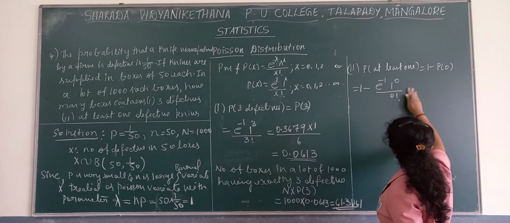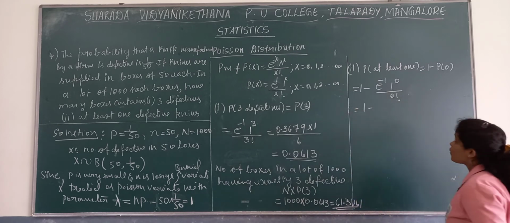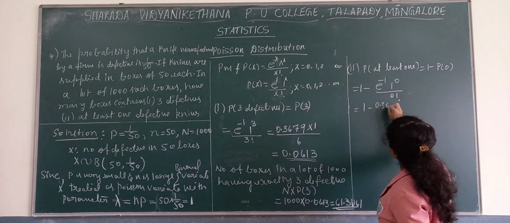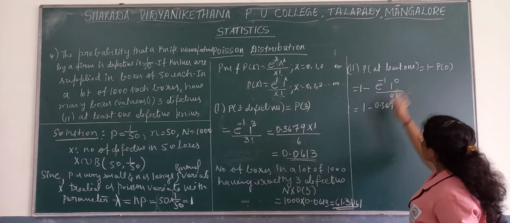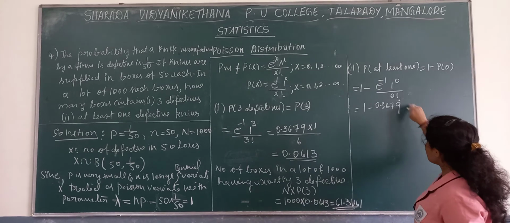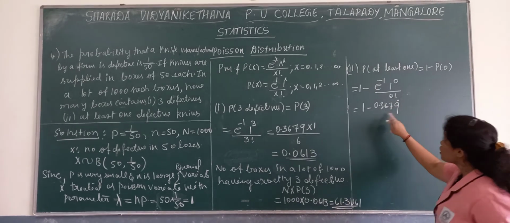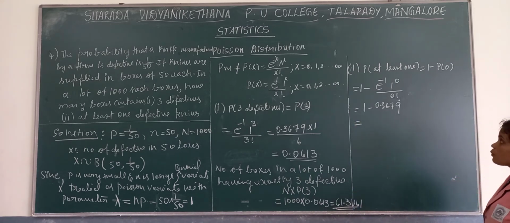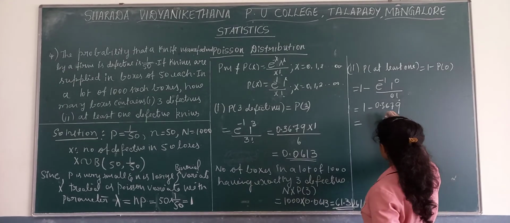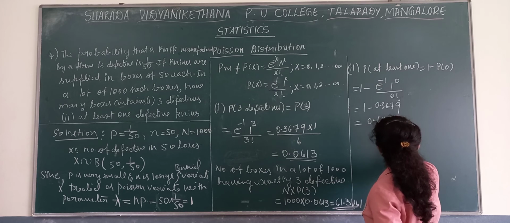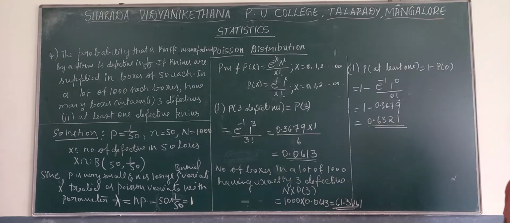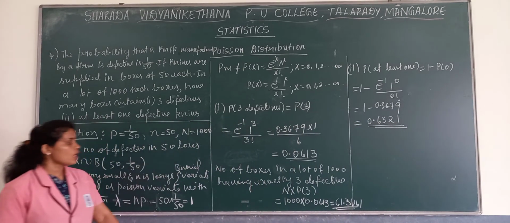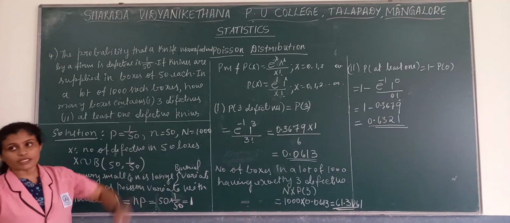So here 1 minus e to the power minus 1, that value is 0.3679, and 1 to the power 0 is 1, and 0 factorial is also 1. So 1 minus 0.3679, if we deduct from 1, we get 0.6321. Now we have to find out in a lot of thousand how many boxes contain, sorry, at least one defective knife.